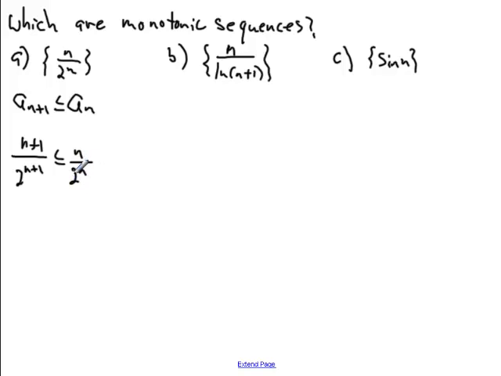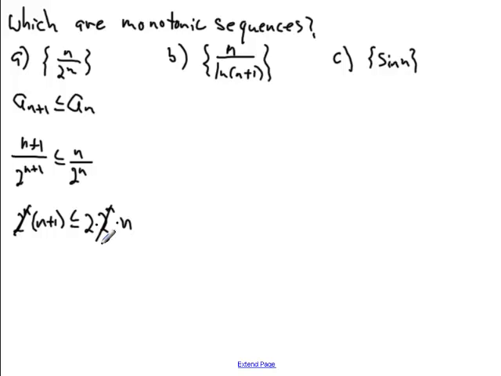To verify that this is true, we can establish an equivalent statement. By cross-multiplying, we get 2^n times (n+1) less than or equal to 2^(n+1) times n. I'm going to write that, though, as 2 times 2^n instead of 2^(n+1), but still multiplied by n. The reason why I want to do that is because since there's a 2^n here and here, I can just cancel them off.